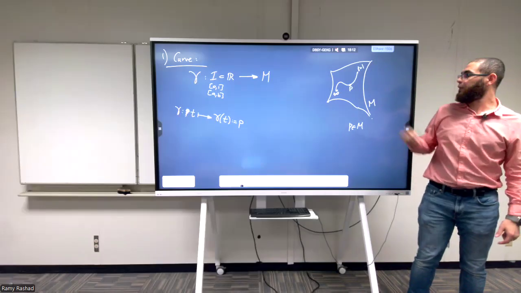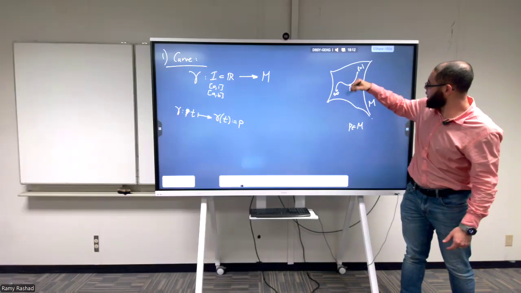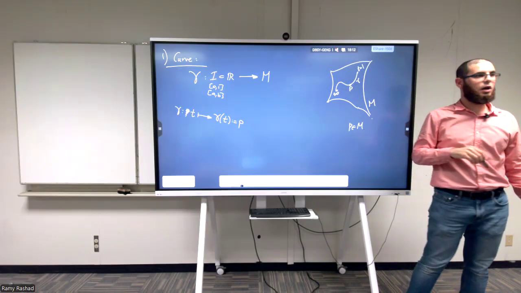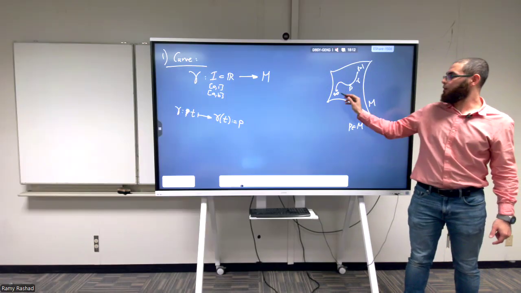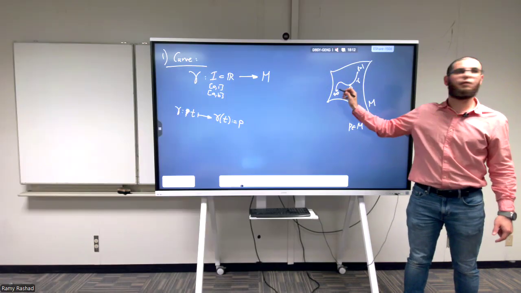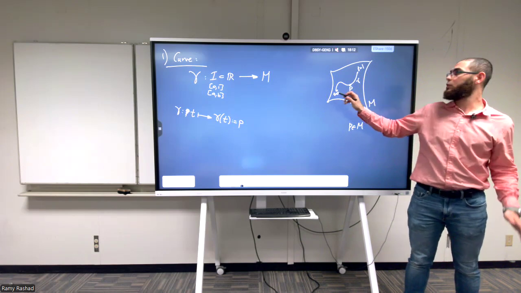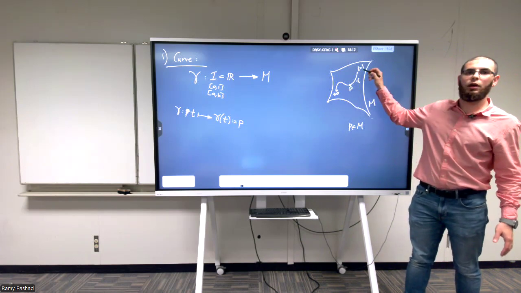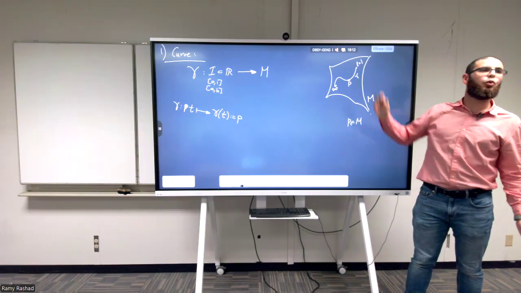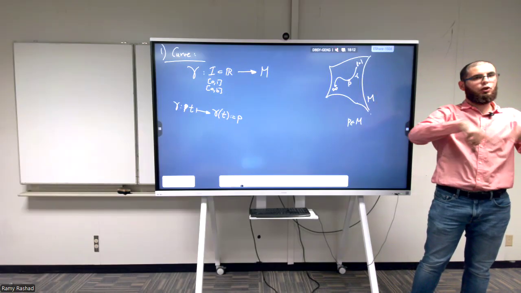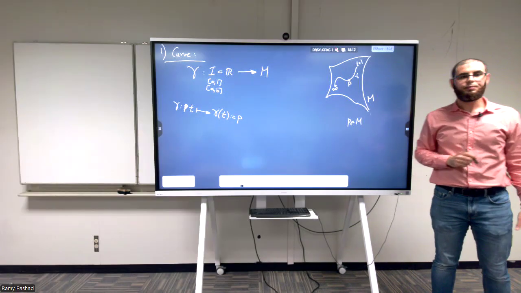If I take gamma of T, all of this thing is called the curve gamma, and gamma of T equal to 0 is the first point on the curve. You can think of it this way. And gamma of 1 is the last point on this curve. And of course, you can have loops and so on.